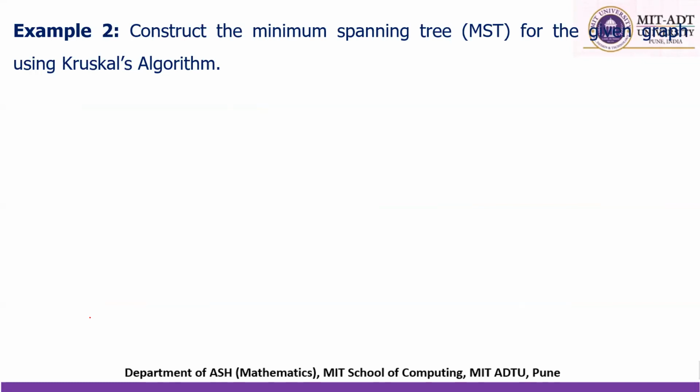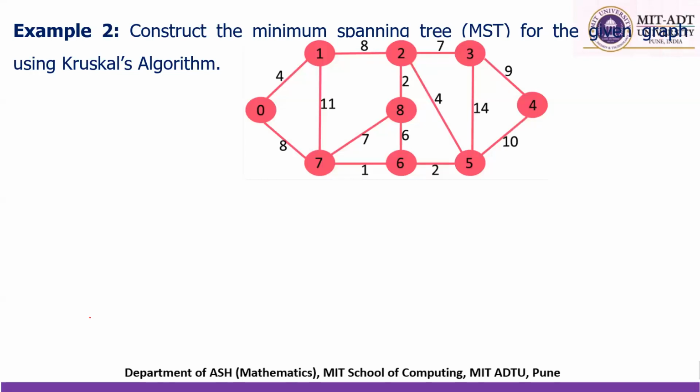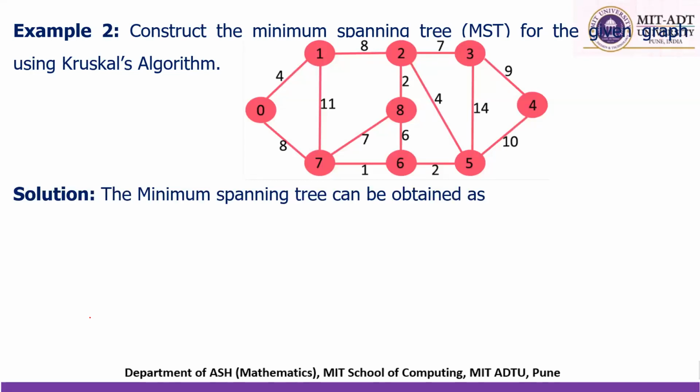Now construct the minimum spanning tree. Let me take another example, which we have already taken for Prim's algorithm. So construct the minimum spanning tree, MST, for the given graph using Kruskal's algorithm. Again, we first find the different vertices. Which edge has the minimum weight? 7 and 6 has the minimum weight, so we have selected this one.